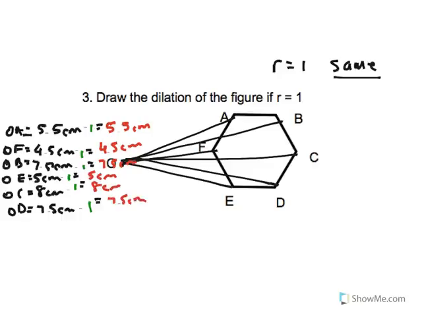So if I measure the distance, I'm going to get A prime is here, B prime is here, C prime is here, D prime is here, E prime is here, and F prime is here. And that is the original shape. So whenever R equals 1, the shape stays the same.